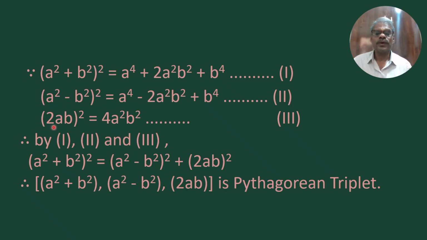(2ab) whole square gives 4a square b square. Name this 3. When we add 2 and 3, we get 1. Therefore, by 1, 2 and 3, we get (a square plus b square) whole square is equal to (a square minus b square) whole square plus (2ab) whole square. Therefore, a square plus b square, a square minus b square and 2ab is a Pythagorean triplet.